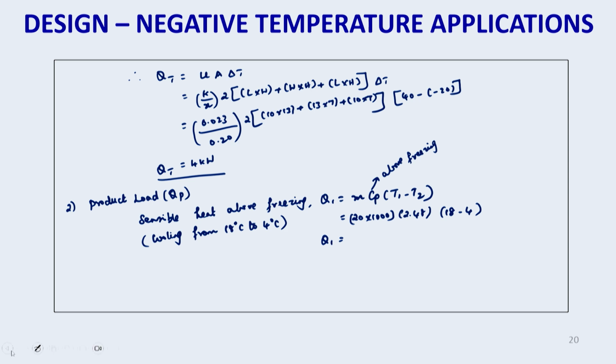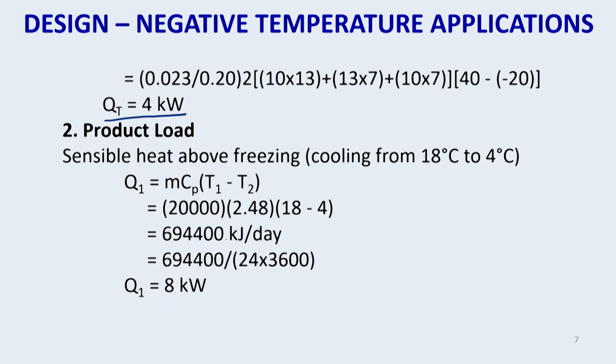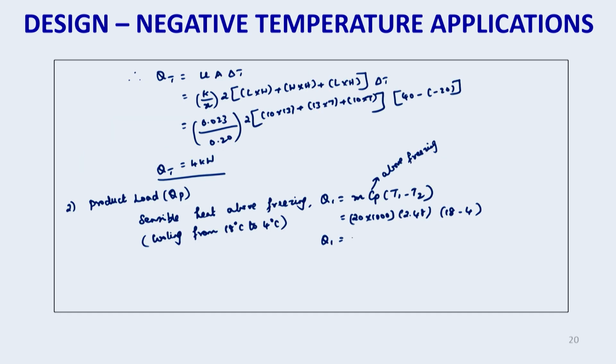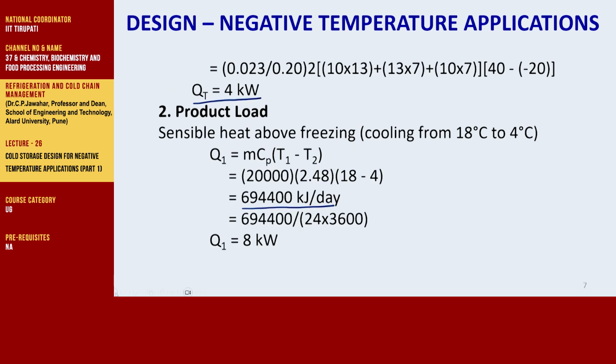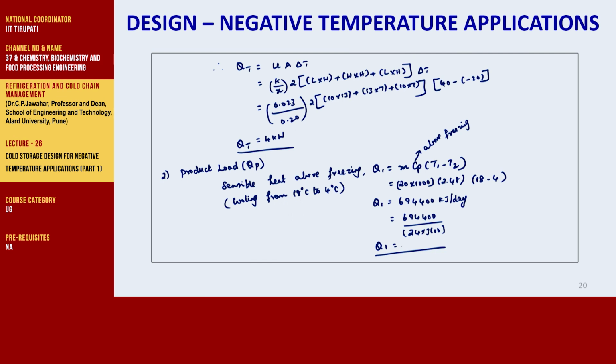So Q1 comes to 6,94,400 kilojoules per day, which is equal to 694,400 divided by 24 hours into 3,600. That will give the value in kilowatts. So Q1 comes to 8 kilowatt.